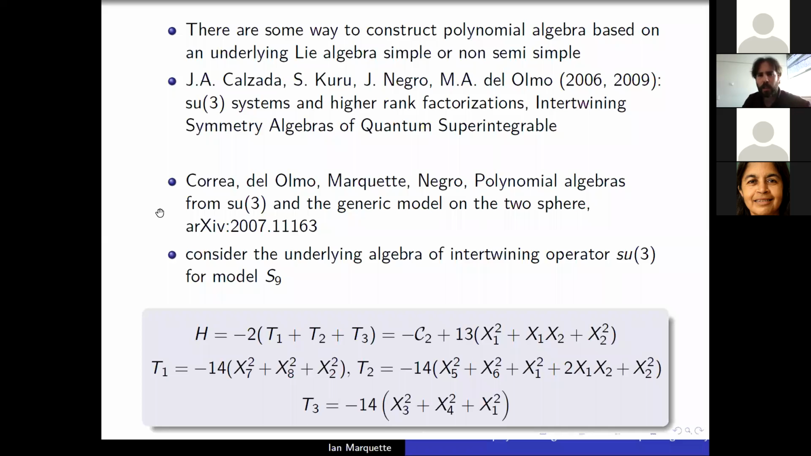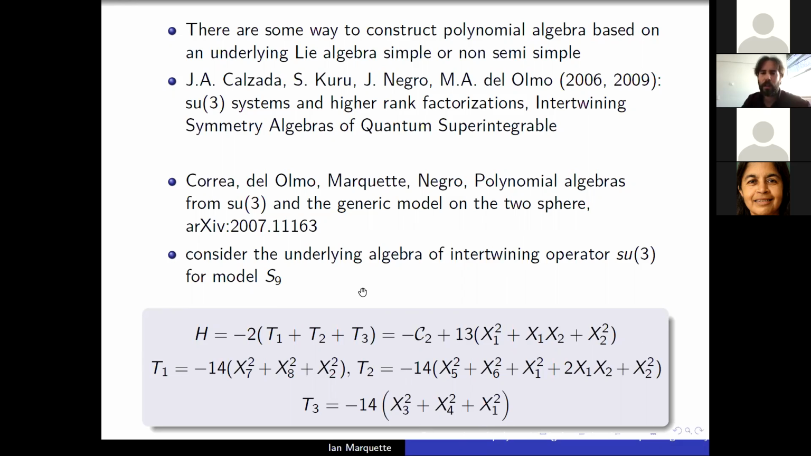So in a recent paper with Francisco Correa, Mariano Del Olmo, and Javier Negro, we have looked again at the model that is the generic system on the two-sphere, so the S9. And you can think of X1 up to X8 to be the generators of SU3. The Cartan could be thought of as X1 and X2. C2 would be the quadratic Casimir operator. And you can form the commutant.